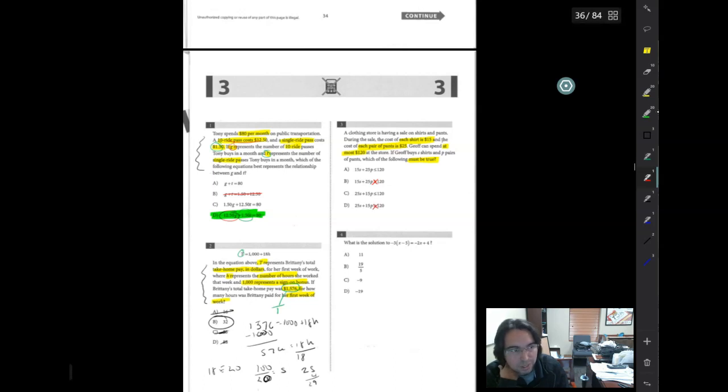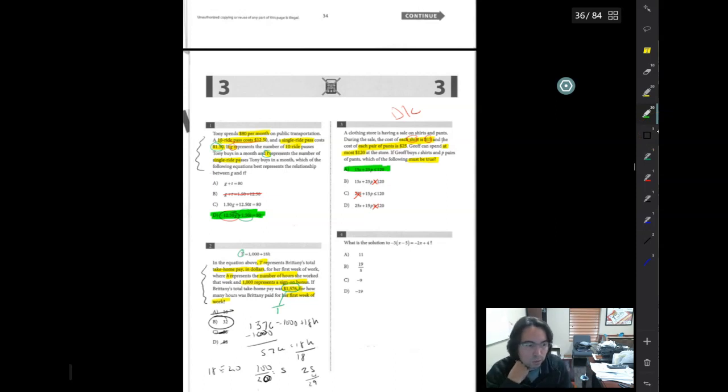So this is a classic divide and conquer question. Now we're just trying to match up the variable to the proper dollar. We see shirt here is 15, so 15s, where here we have 25s, so no, not it. So on this particular one, A is the answer choice.